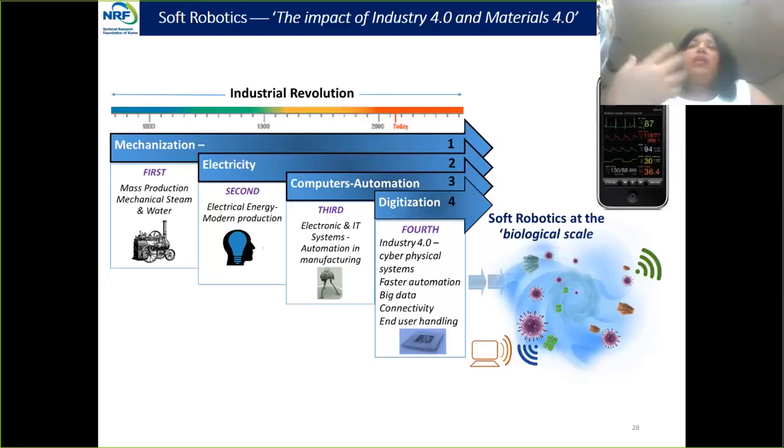What we need in Industry 4.0 is a cyber physical system, and we need faster automation. We have big data, so these data should connect, along with connectivity and user handling. So this kind of thing, again, I would say is very good. We can use artificial intelligence in these systems.